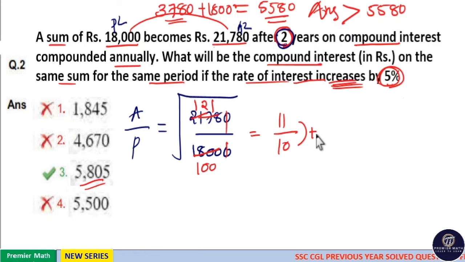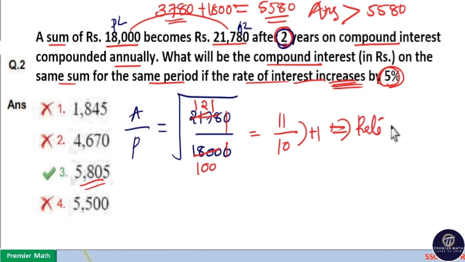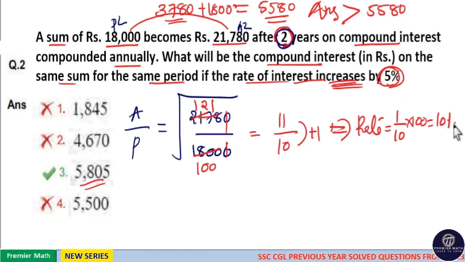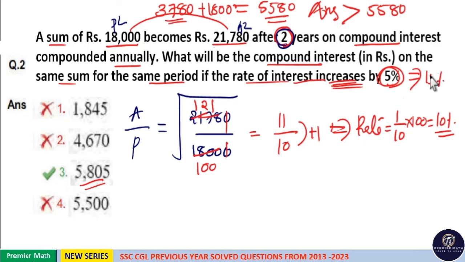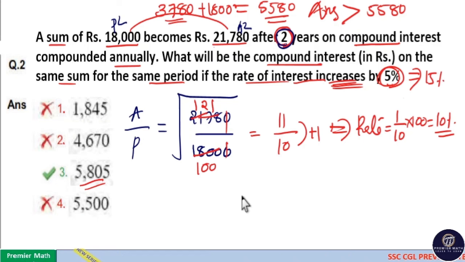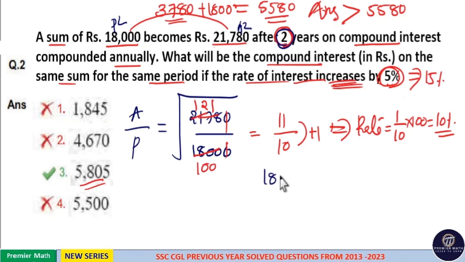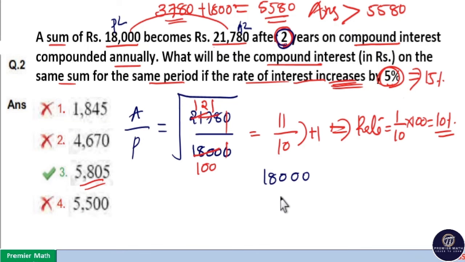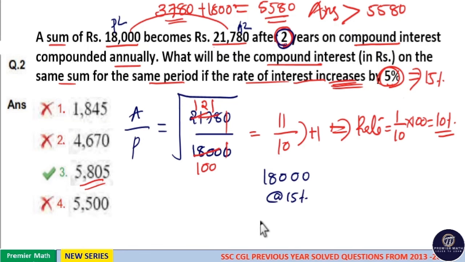Now you can see the difference is 1. This 1 part interest generated is from this 10 part principal. So rate is equal to 1 part interest generated out of 10 part principal into 100, that is 10% is the rate. Old rate is 10% means new rate is equal to 10 plus 5, 15%. Now calculate compound interest for 18,000 at 15% per annum.